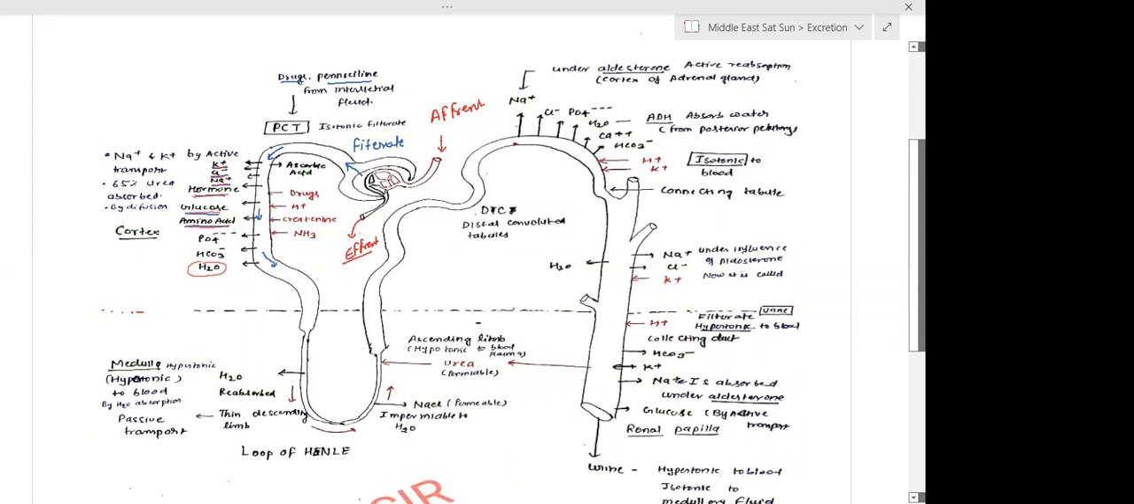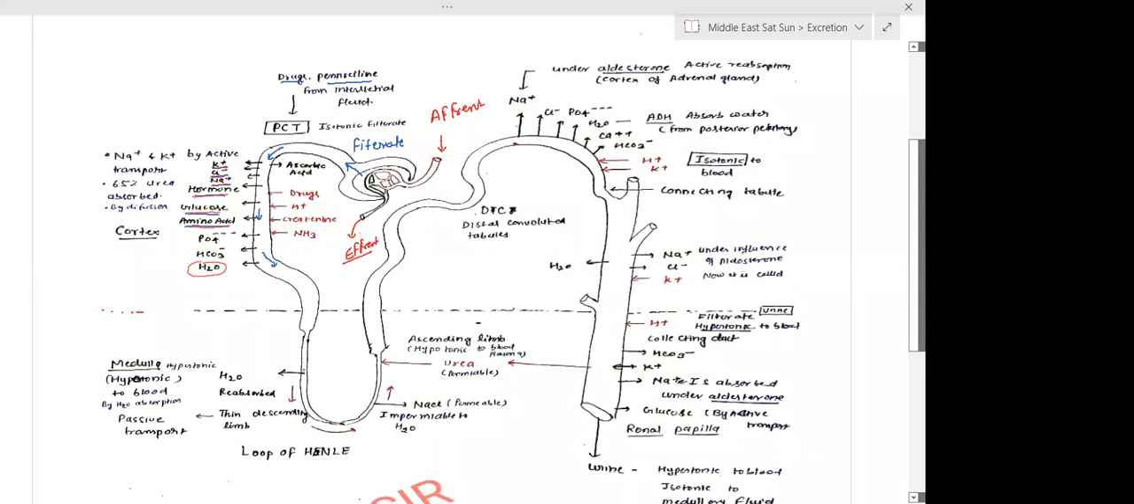Whenever it comes down, this is very important. The question has been asked many times in your medical examination, so you have to keep your eyes over here. They will ask which of the following substances are absorbed by the PCT, DCT or loop of Henle, or are not absorbed by them, right? So you have to take care of that.